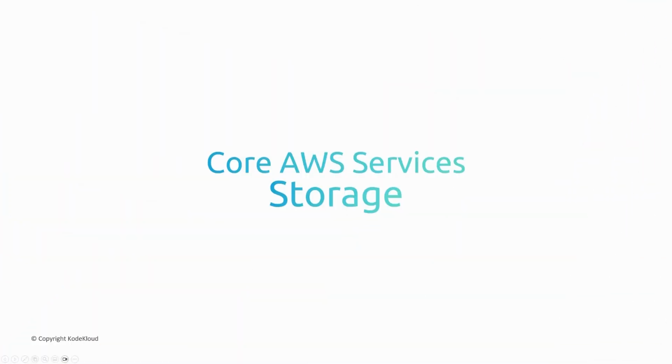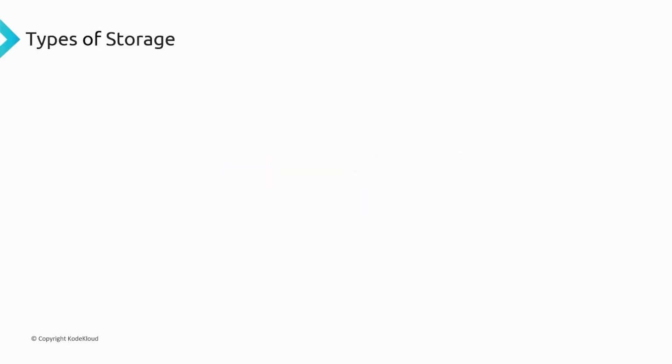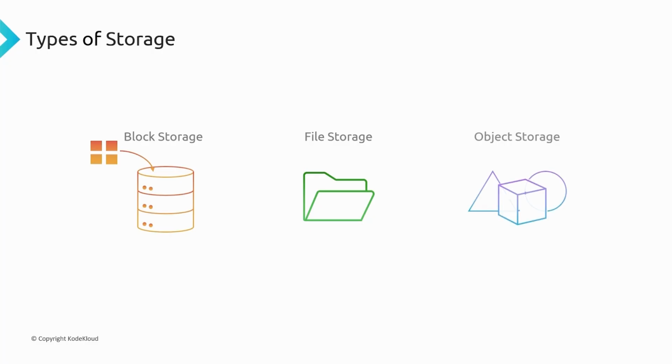In this lecture, I'm going to go over the different storage services available within AWS. Now, there's three different types of storage. We have block storage, file storage, and object storage. I'm going to go over each of these different types of storage, explain when you would want to use each one, what the benefits and the pros and cons of each one are, and then I'm going to go over the matching AWS service that provides that specific type of storage.